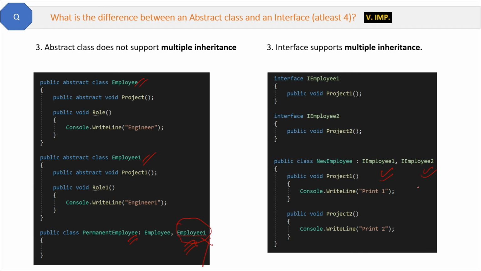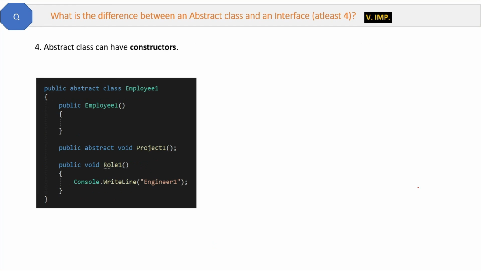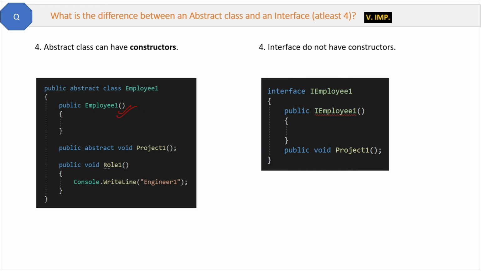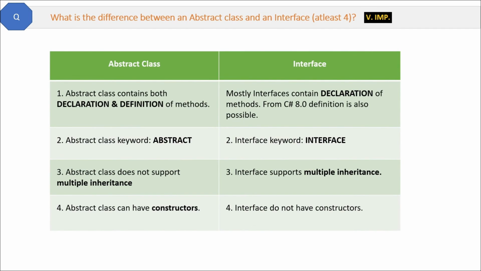One last difference is abstract classes can have constructors. See, we have constructor Employee1 in the abstract class, but interfaces do not have constructors. See, the Employee1 constructor is giving a compile time error. It is not possible. So here is the summary list of all the differences which we have discussed. Please try to memorize at least 3 of them, because one difference is not sufficient in interviews.